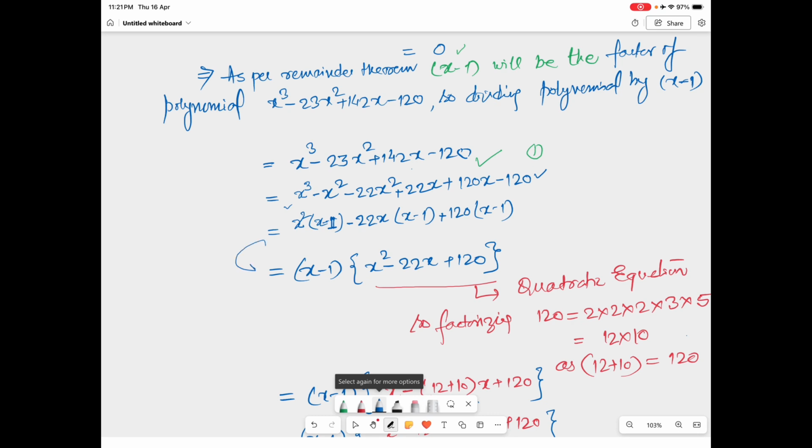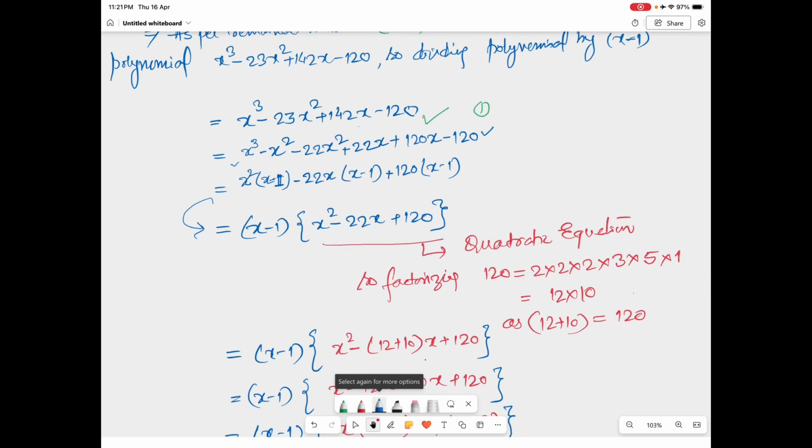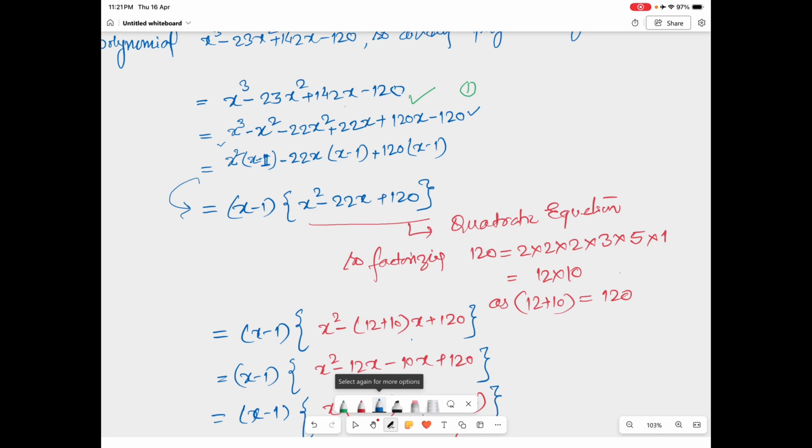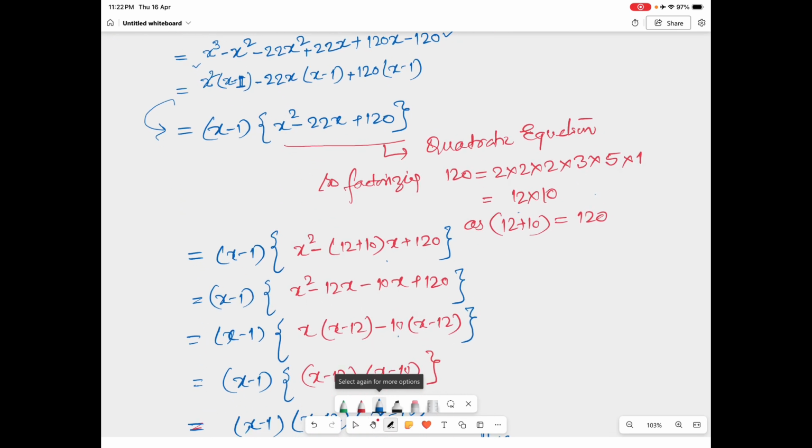So I have now taken x minus 1 as common, and inside I got x square minus 22x plus 120, which is a quadratic equation. You know for the quadratic equation, the middle term has to be the sum of the factors of 120. So 120, if I do the factorization, the two numbers which I can get are 12 into 10, which will give 120, and when I do the summation, I'll get 22, 12 plus 10. So the factorization is done: x square minus 12x minus 10x plus 120.